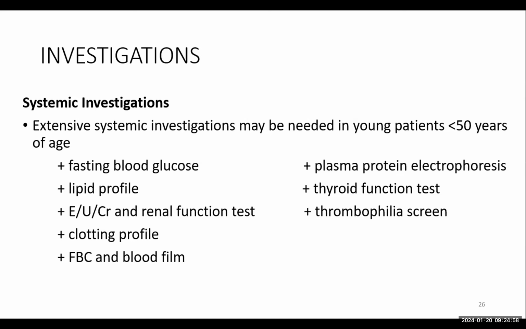But if you see a patient with retinal vein occlusion and the age is less than 50 years, you want to really find out what is causing it. Then you want to do fasting blood sugar, lipid profile, electrolytes, urea and creatinine, clotting profile, full blood count and blood film, plasma protein electrophoresis, thyroid function, and thrombophilia screening. All this is pointing towards the risk factors that I mentioned earlier. So that's why you are doing all this systemic workup.